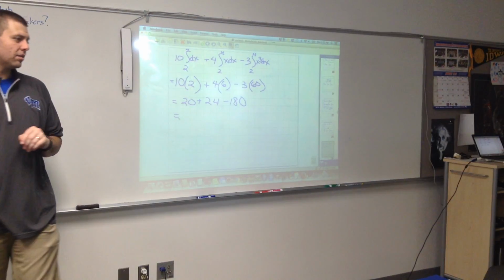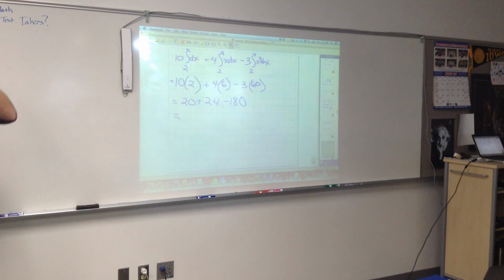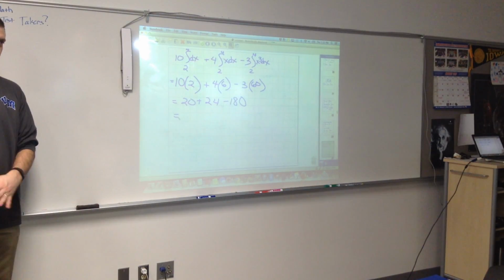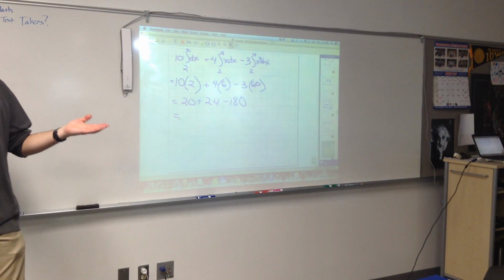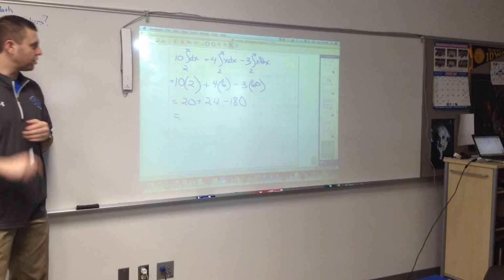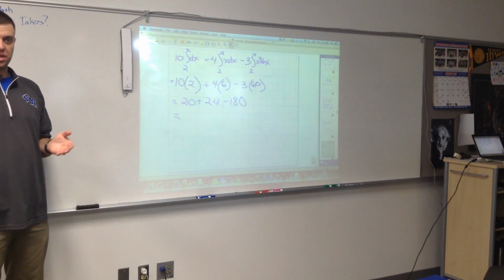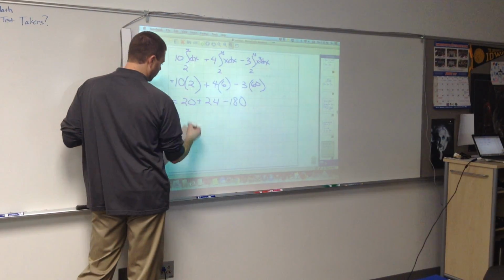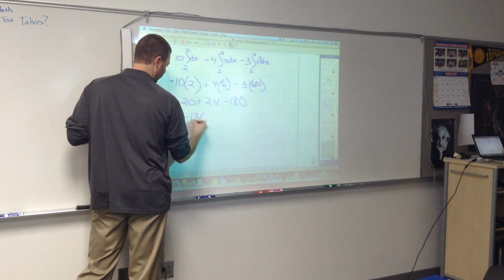Because I'm getting a negative answer, I'm guessing this function must dip below the x-axis. Remember I talked about the value will always be positive if the function's above the x-axis, but there must be a good chunk of this function that's below the x-axis. Okay? So 44 minus 180 is a negative 136.